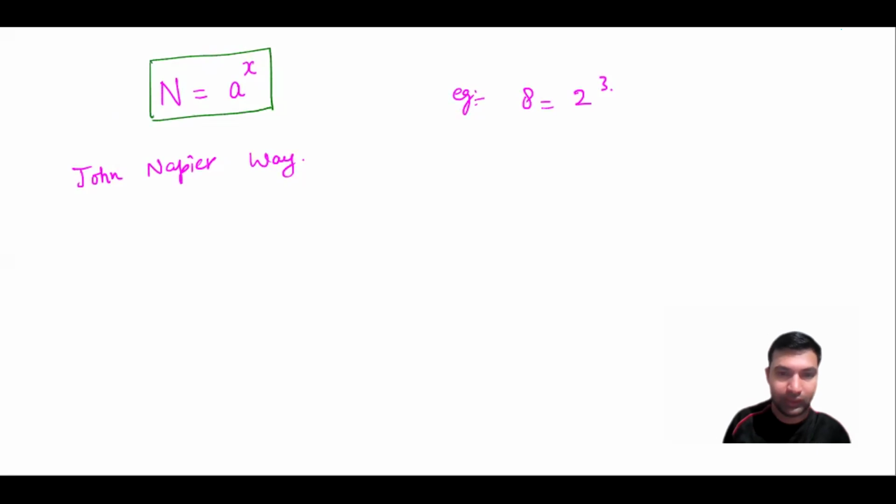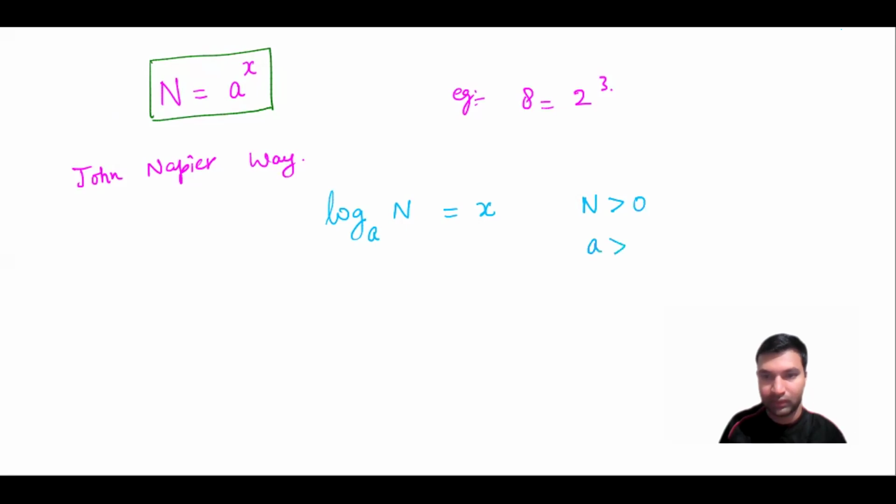So how does he write it? He writes log of the number to the base a is equal to x, where the number n is positive, the base is also positive, and it is not equal to 1, because 1 to any power will remain as 1 itself. So these are the three conditions which apply over here.